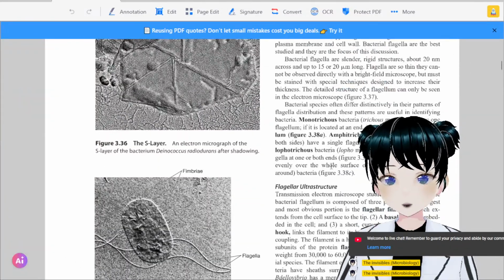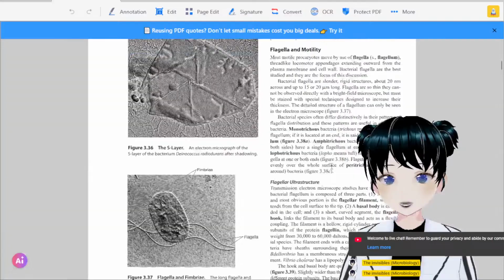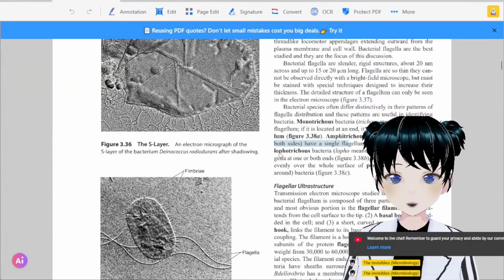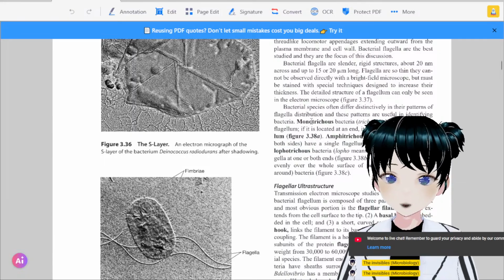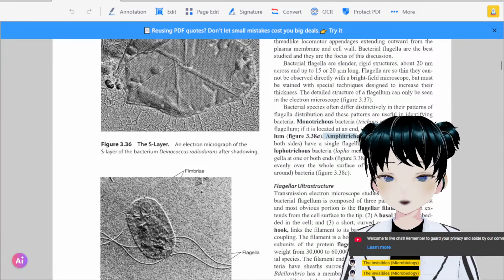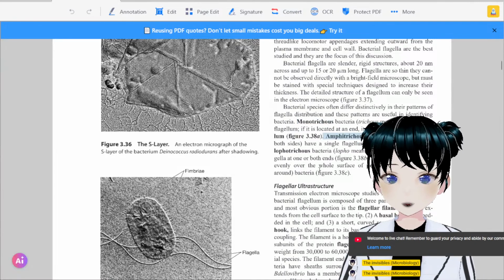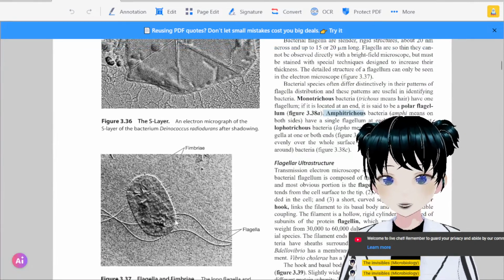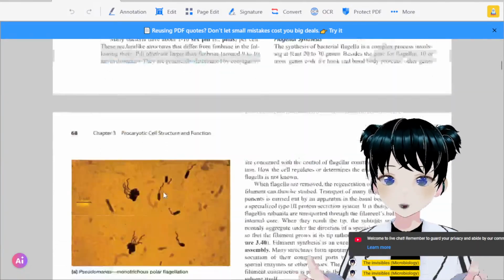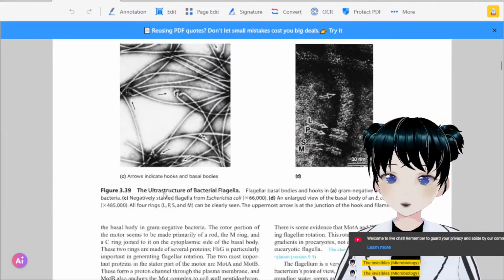Now, the bacteria are monotrichous, polar flagellum, amphitrichous, and lophotrichous. These are the types, the classes that the flagella have been divided into, and it's only on the basis of where on the bacteria or the prokaryote it is located.